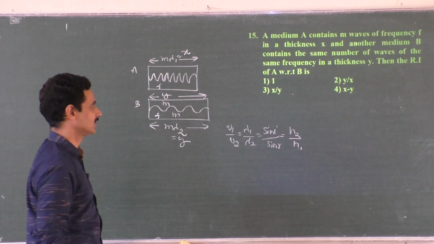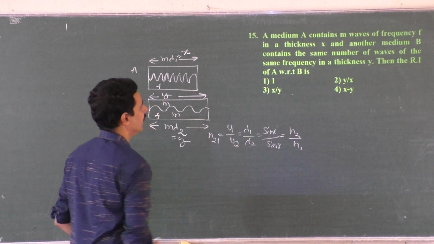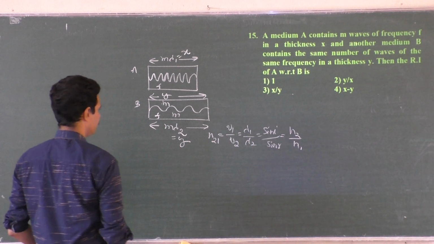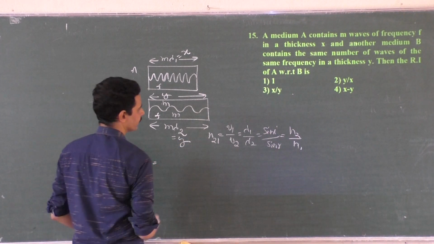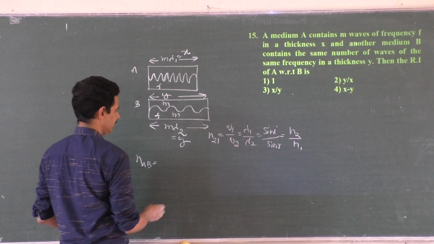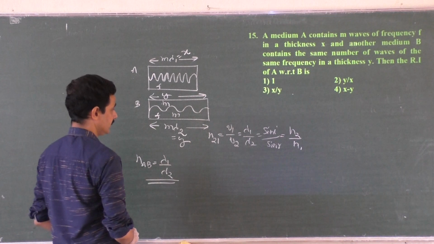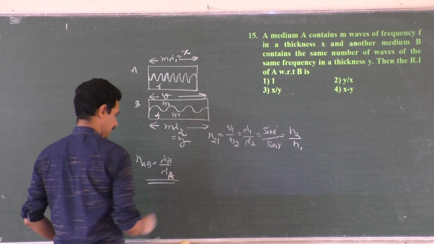So now what is their question? Same frequency, so I have to write it here, n2 1, same thickness y. Then the refractive index of A with respect to B. Refractive index of medium A with respect to medium B, here you say. What is this? It is lambda 1 by lambda 2, V1 by V2, okay. Lambda 1 by lambda 2, that is what? See here, 2 1, right? Lambda B by lambda A, correct? That is what you have to get.